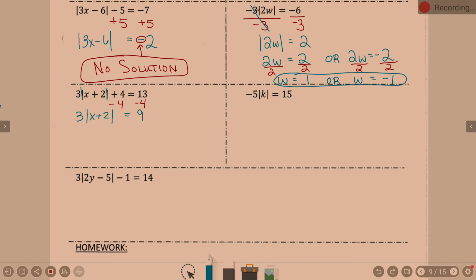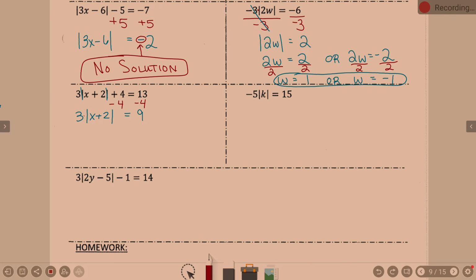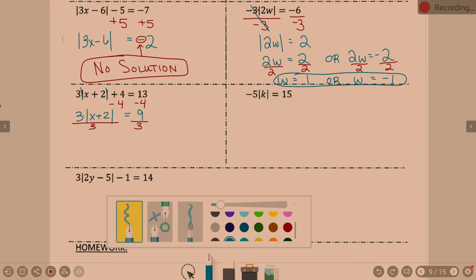Is my absolute value by itself? No. What's still outside of it? The 3. What's keeping the absolute value and 3 together? Multiplication. So we're going to divide. If I divide one side by 3, we're going to divide the other side by 3.